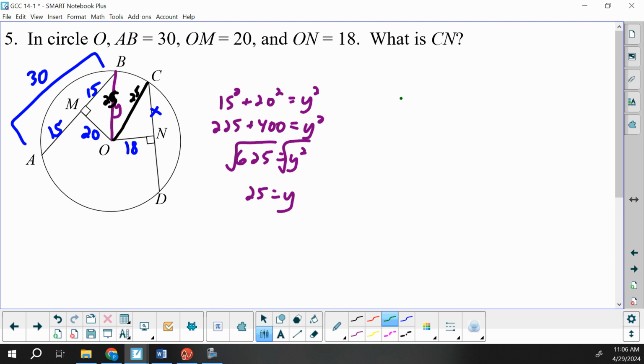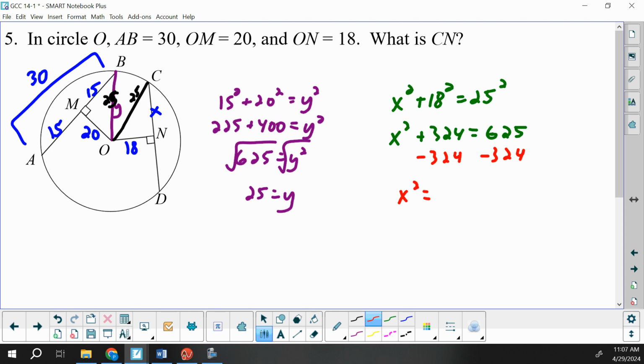Well, now we have another Pythagorean theorem we can do. We can do x squared plus 18 squared equals 25 squared. Now before we go on, I want you to look at that triangle, the 15, 20, 25. That's also a 3, 4, 5 triangle, but everything's just multiplied by 5. 3 times 5 gives you 15, 4 times 5 gives you 20, 5 times 5 gives you 25. So if we do our Pythagorean theorem to find x now, we'll have x squared plus 324 equals 625. Subtract the 324 over. X squared will equal 301. And if we take the square root of both sides, x is just equal to the square root of 301. That doesn't have any perfect square factors at all, so that's just our final answer. So CN is just the square root of 301.